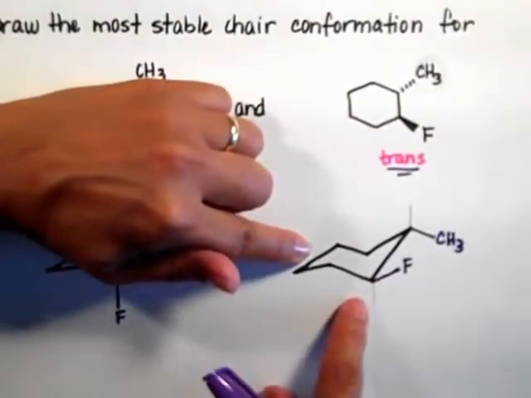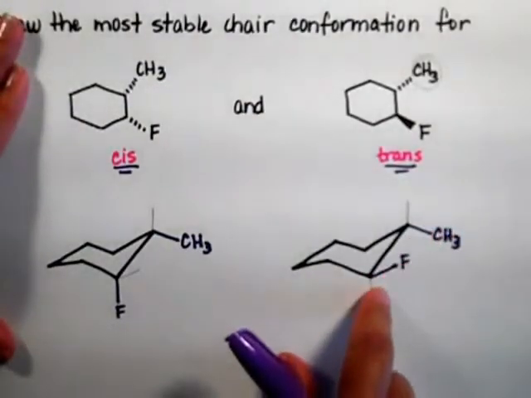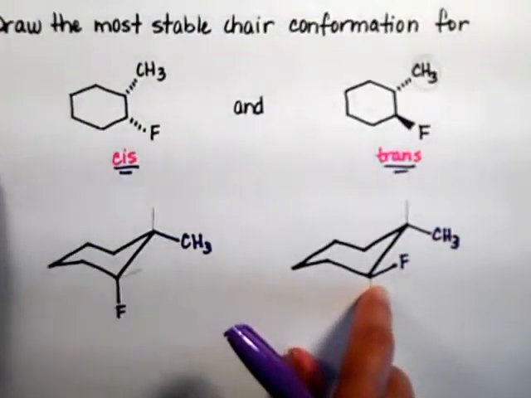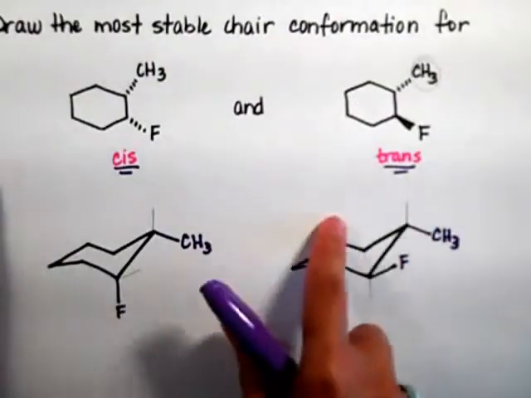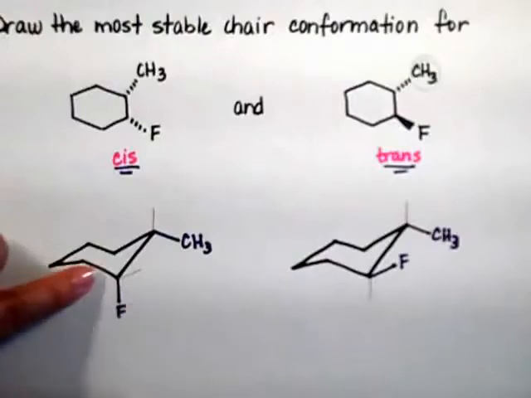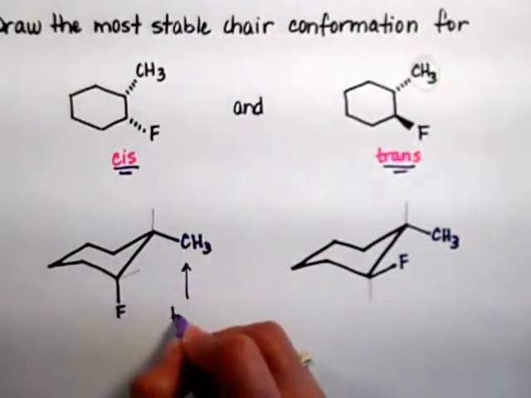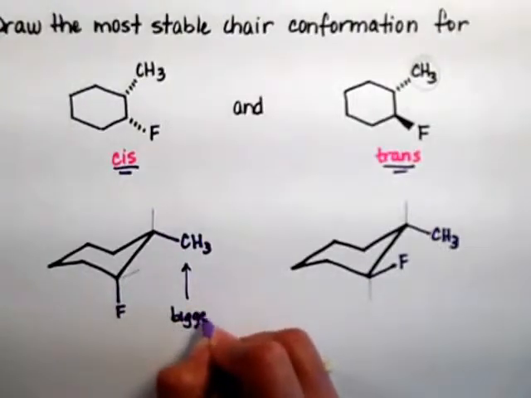If you were to flip this chair, to interconvert that chair, you would go to both substituents on axial positions, and that would not be good. So this one is the most stable for the trans. This one is the most stable for the cis because the biggest group is on the equatorial position.